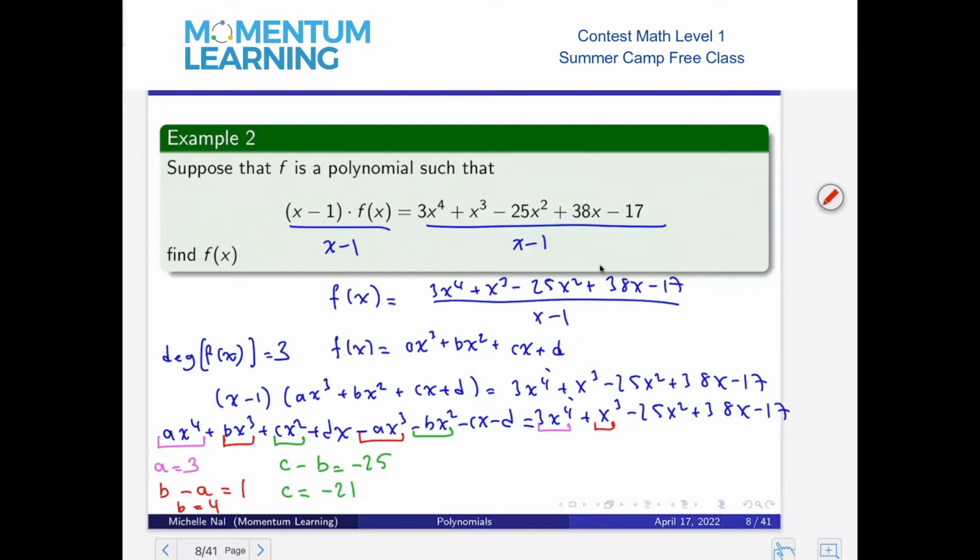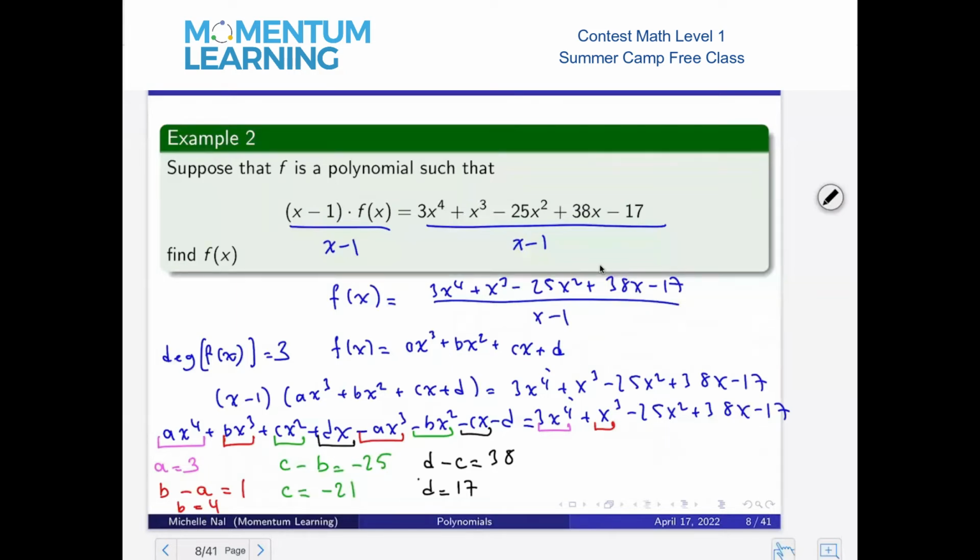And then we move on to the x to the 1. So we have dx minus cx. So we get d minus c is equal to 38. C was negative 21. Negative and negative makes it a positive. So d is 38 minus 21, which is equal to 17.